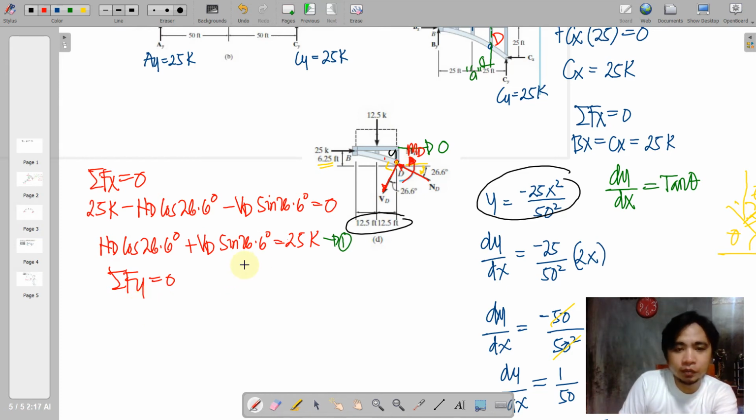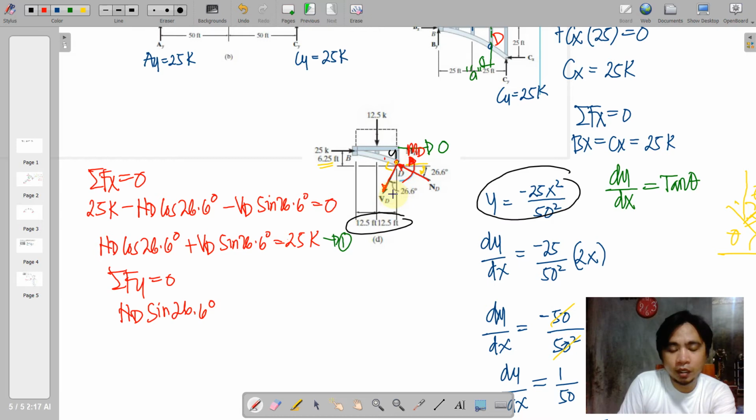On the vertical summation, starting with the normal at D, where's the normal at D? Here it is. The normal at D on the vertical will be directed upwards, and the component is opposite the angle of 26.6 degrees.